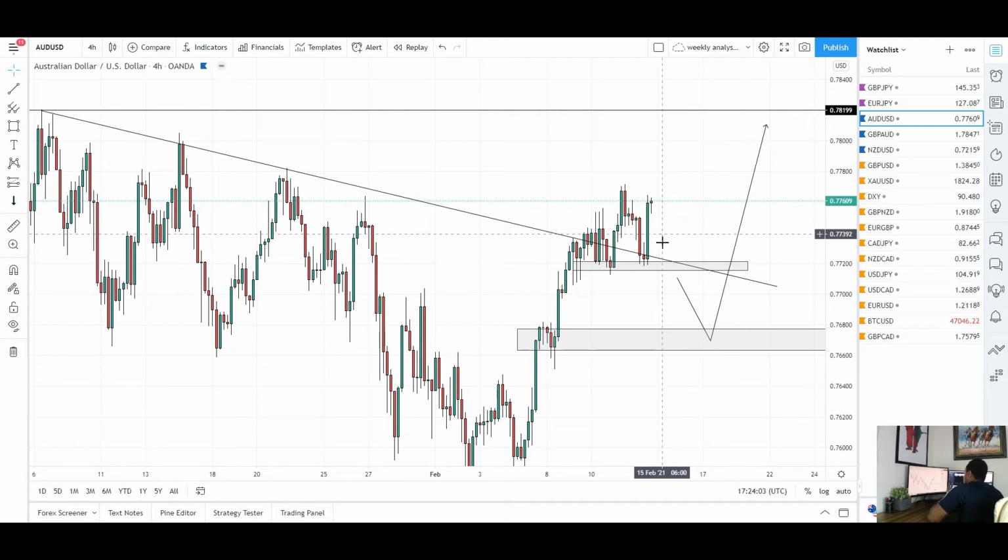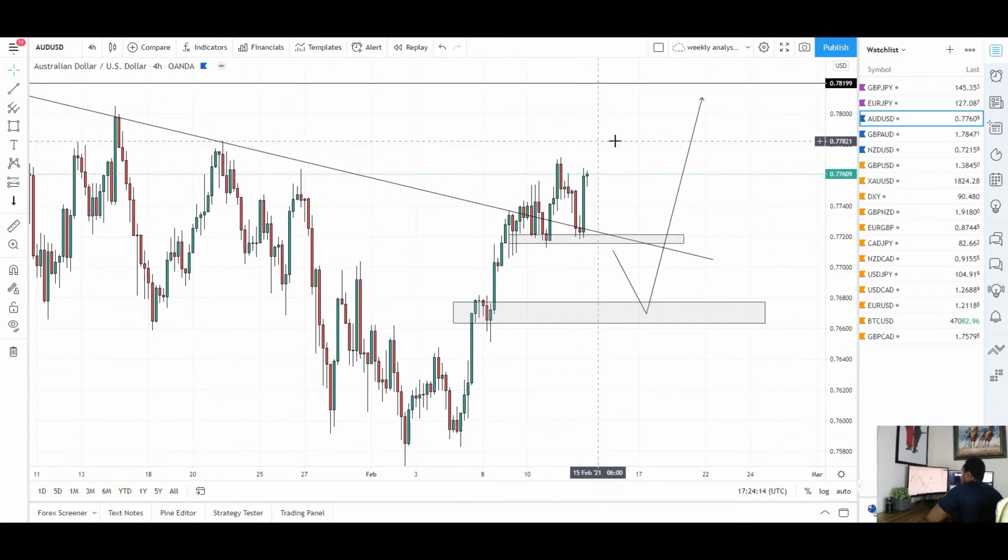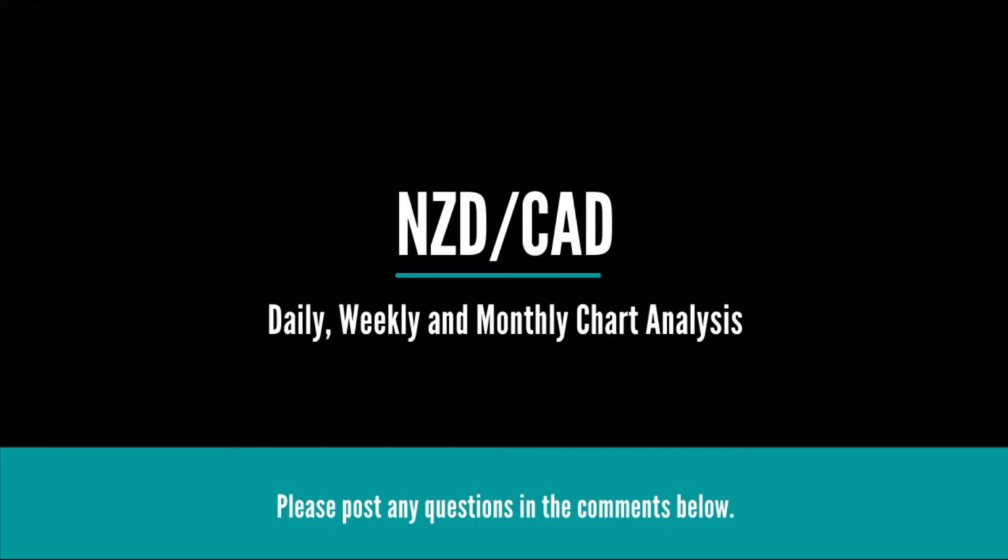But there is a case we could fall to the downside, tap into this level before we see that big push to the upside. But either way, expecting AU to probably get back to the weekly highs and maybe actually create a higher high. Now let's take a look at NZD CAD.